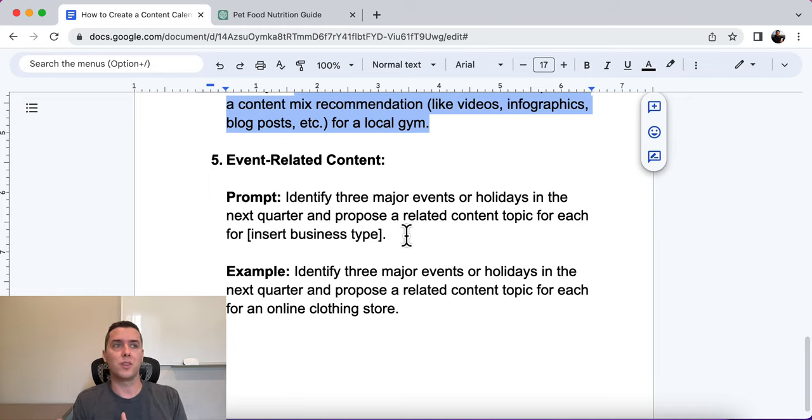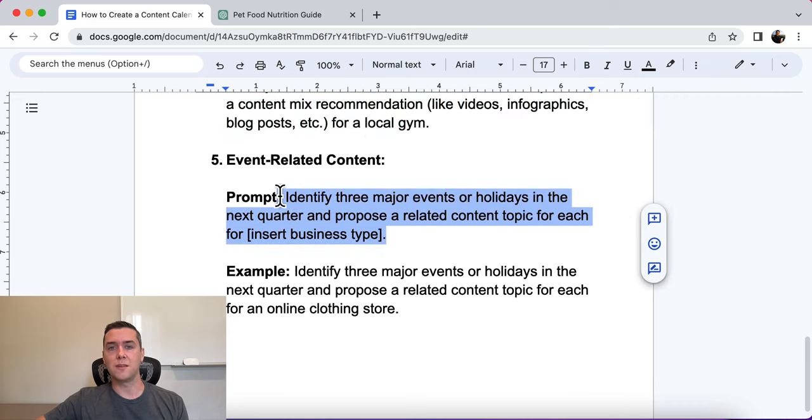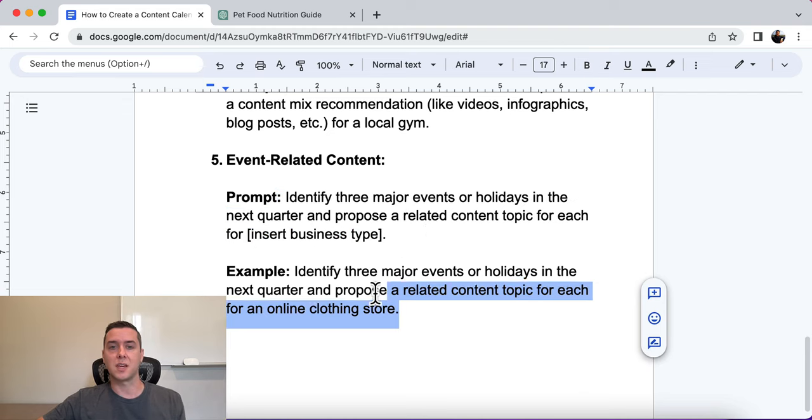We want to understand the events that are happening throughout the year and use those events to our advantage to promote our products, to sell our products, to talk about our products, okay? And this will help you. So here's the prompt: identify three major holidays or events in the next quarter and propose a related content topic for, insert your business type. And this is for an online clothing store.